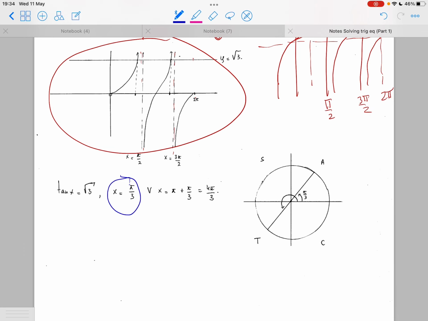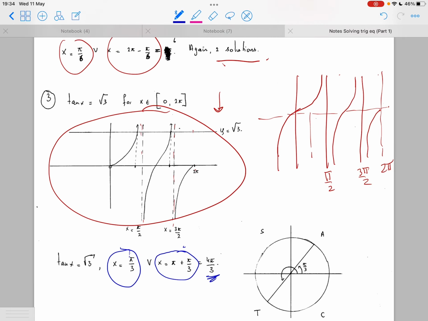So therefore, you know that tan x equals square root 3. The first angle is pi over 3. The next angle would be pi plus theta, which is pi plus pi over 3. So there are two solutions, which is pi over 3 and 4 pi over 3.